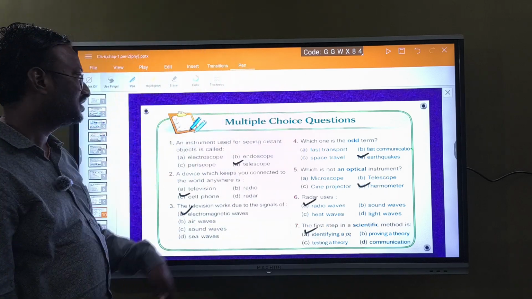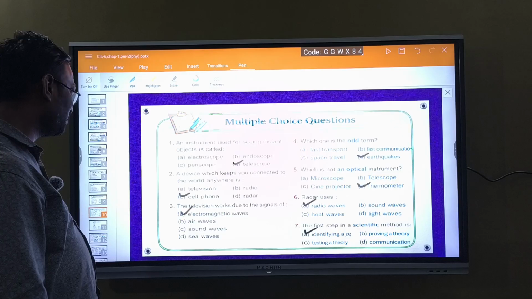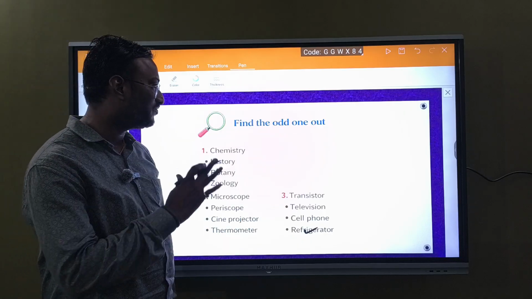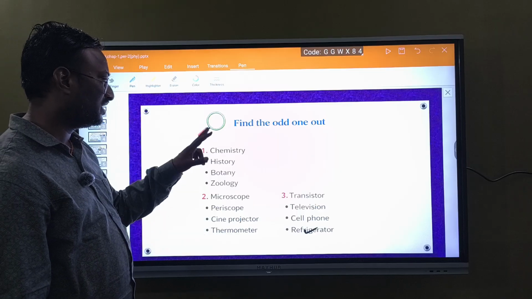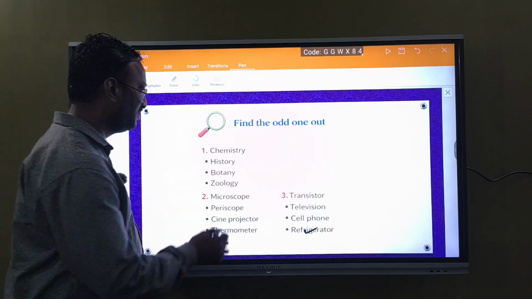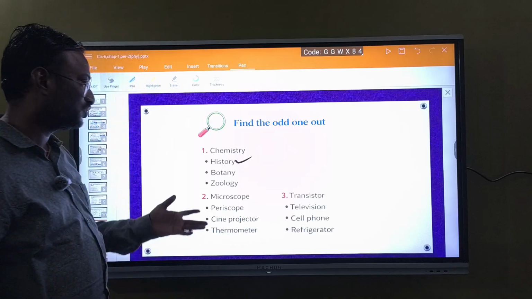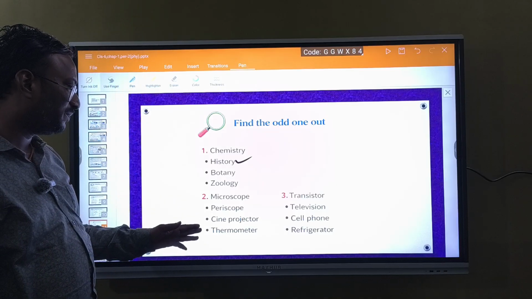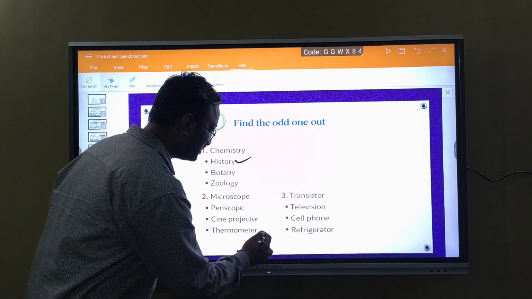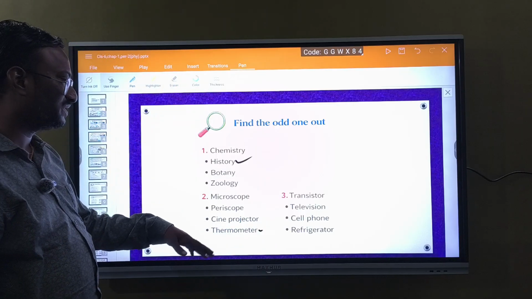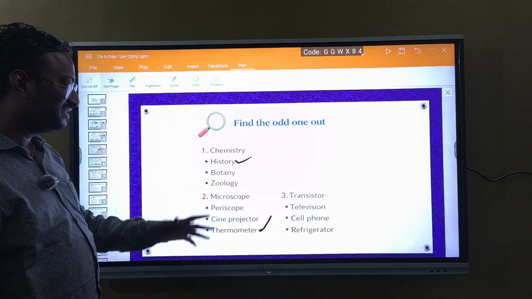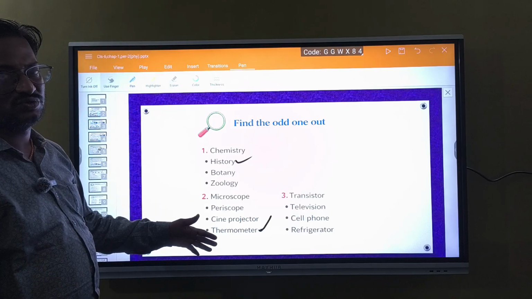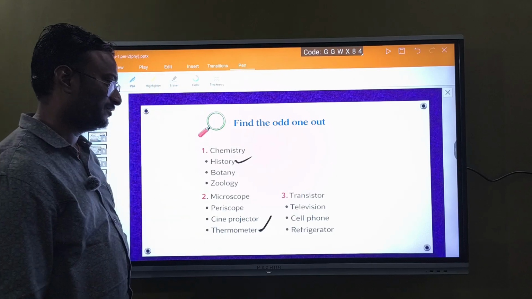So these are the things, and next we go for find the odd one out. See the different thing. Chemistry, history, botany, zoology. Chemistry, botany, zoology belong to science. History is the odd one. It belongs to social studies. Microscope, periscope, cine projector, thermometer. Thermometer is a different thing. It is used to measure the temperature. All are used to see some images, and this is used to measure heat.